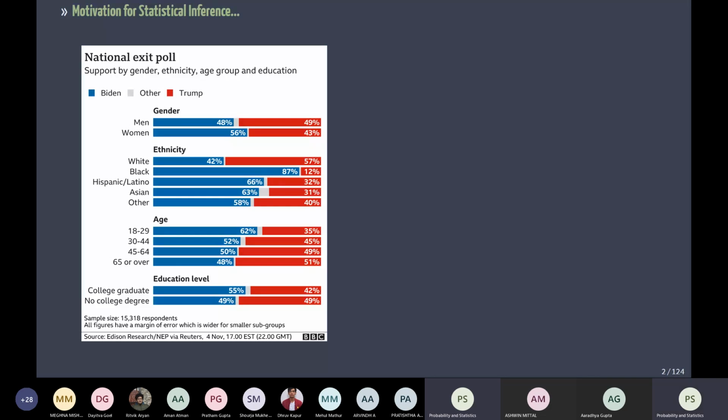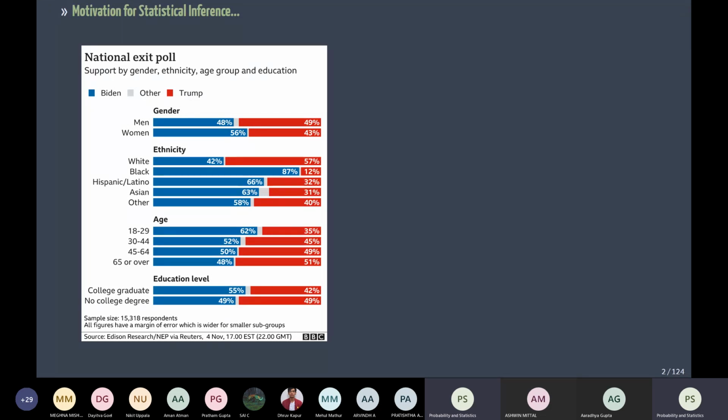So here my goal would be to introduce you to statistical inference. It's quite an applied area. Statistical inference can be used to make an inference from some sample data from a large population.